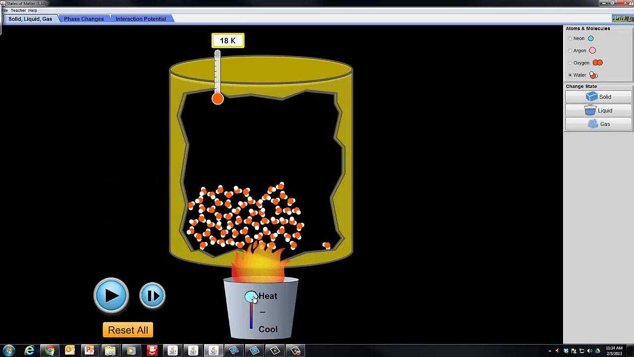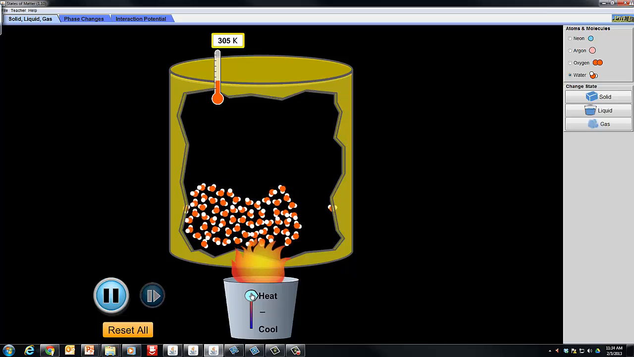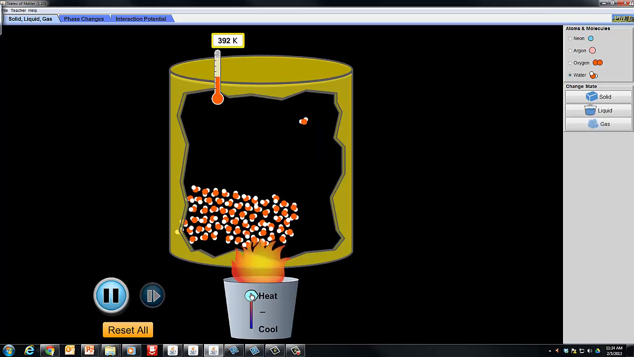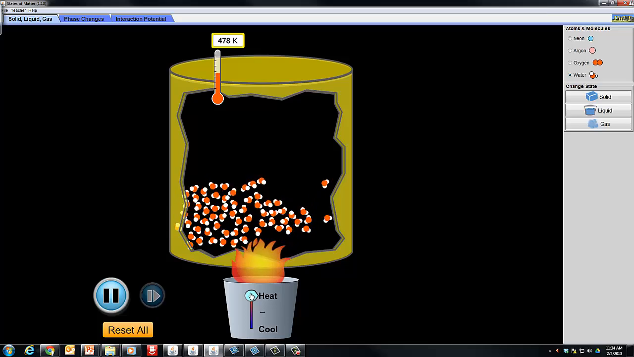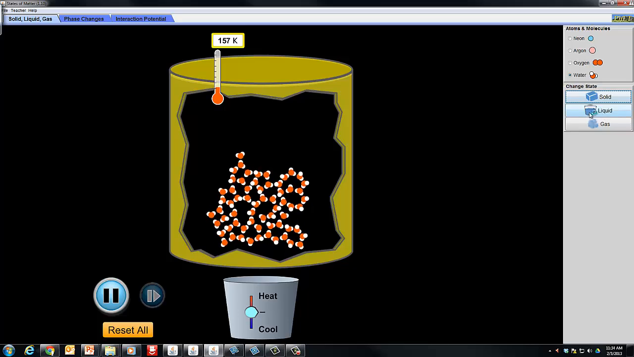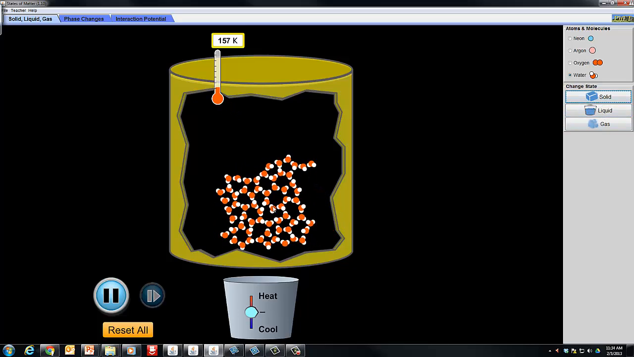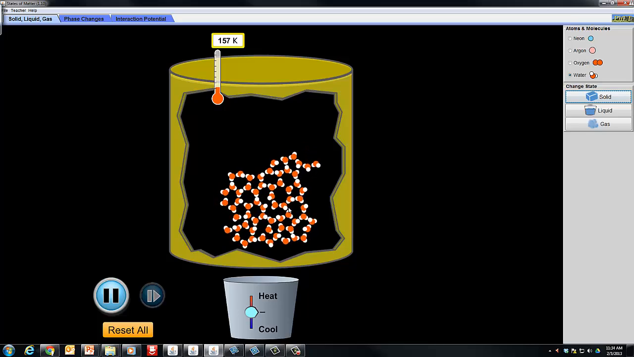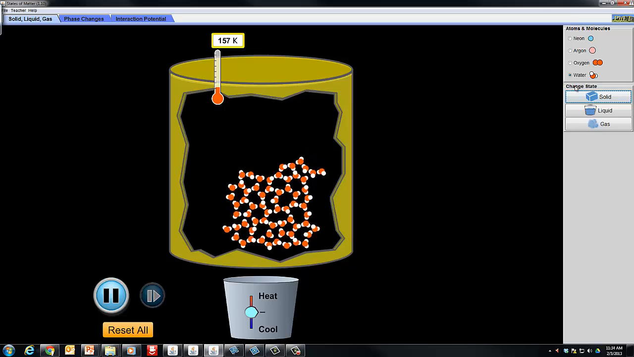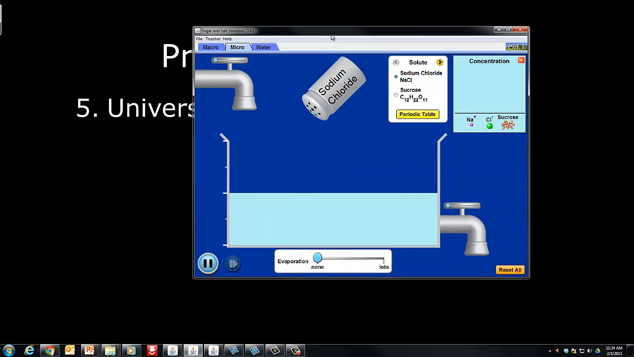Let's heat it up and I'll show you. See, it takes up less space in the liquid state than it does in the solid state. Right here, here's the solid. Here's the liquid. The liquid takes up less space. The solid takes up a little bit more because there's some empty space in here, which makes it less dense. Now, water is known as the universal solvent, which means it dissolves lots of things because of its polarity.